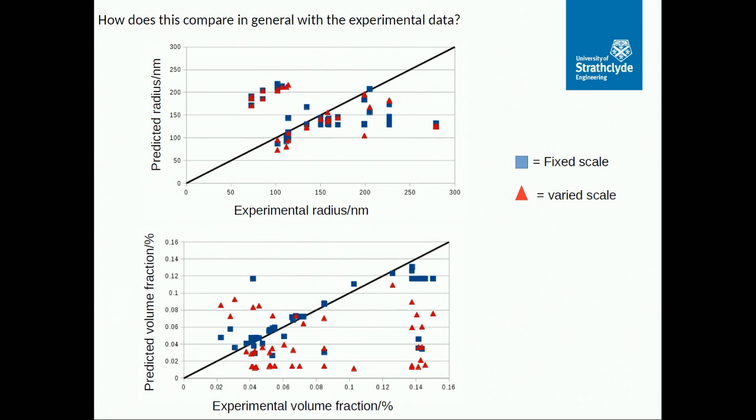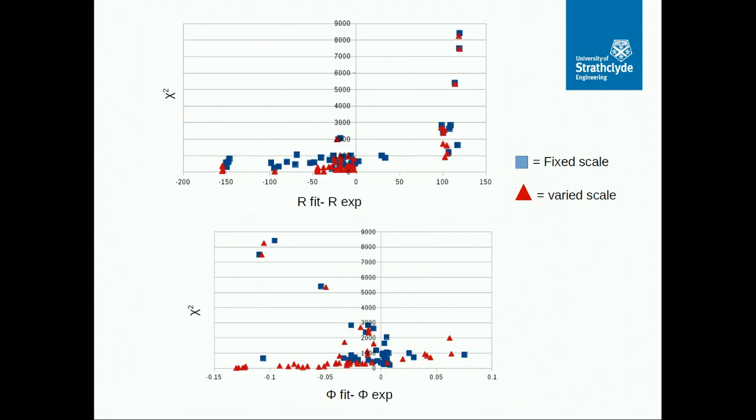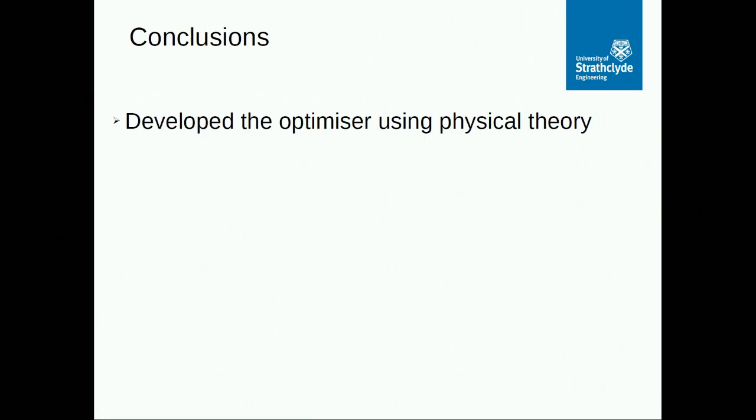And this can be seen again in these difference plots with chi-squared. So it thinks that this volume fraction for a varied scale is great, but we can see that it's not. And when I fix the scale, we can see that the cluster here is much better, and the opposite is true here. So moving on to some conclusions.